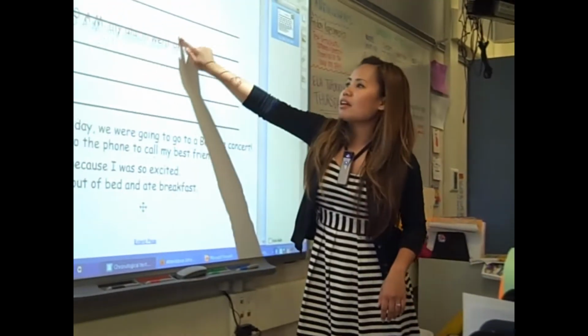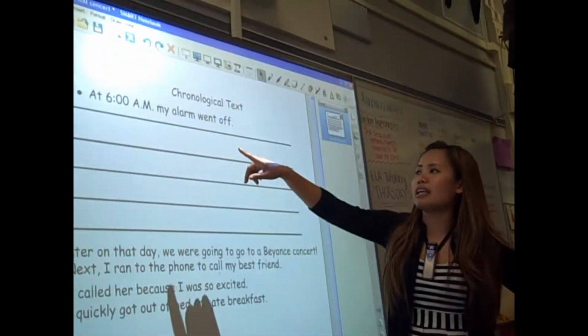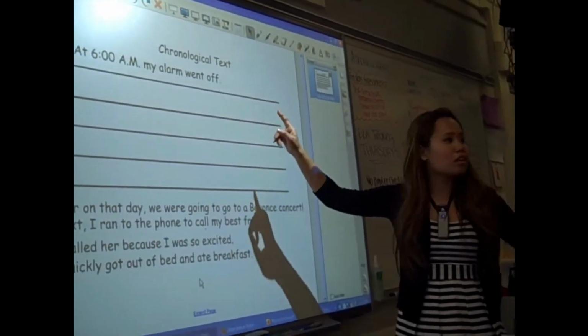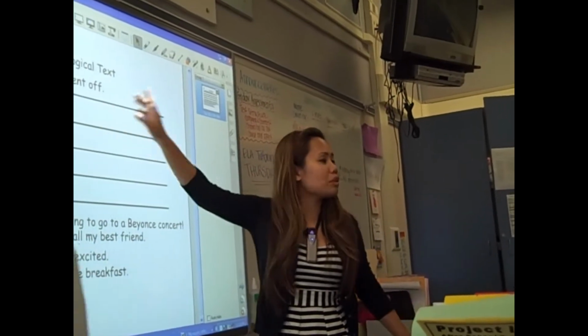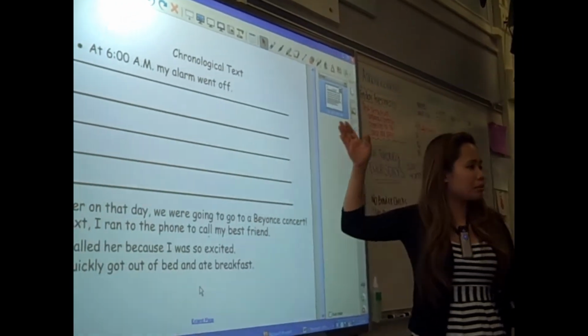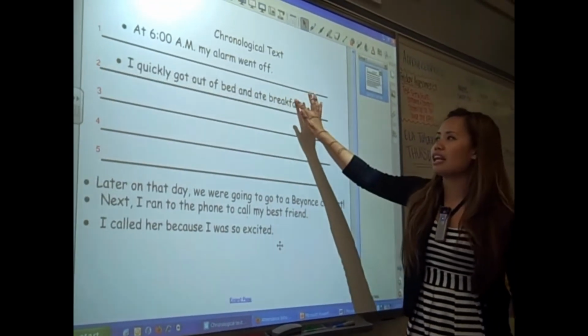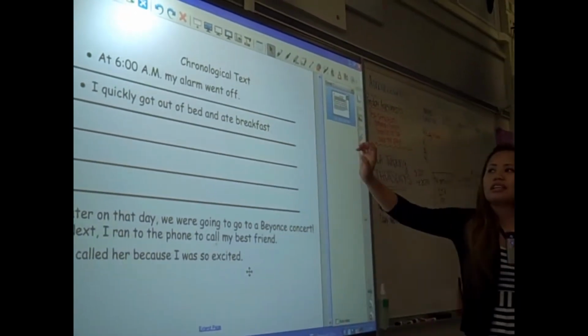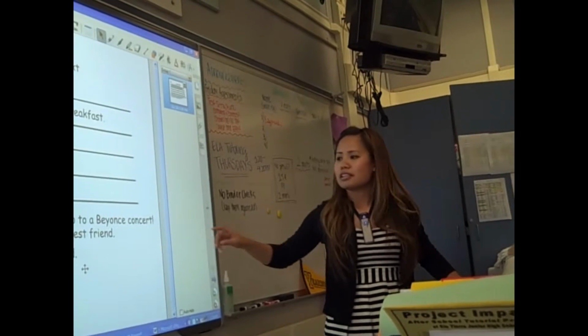At 6 a.m. my alarm went off. Alright, okay. So the first one we know we put that 6 a.m. the alarm went off because that signals time in it. It's an early time, so we know it's going to go at the beginning. Unless there's any sentence that talked about something earlier, we would have put that. Okay. So good. I quickly got out of bed and ate breakfast. And so we know that will go next because usually when alarm goes off, you're getting out of bed. All right. And then what would be the next sentence?